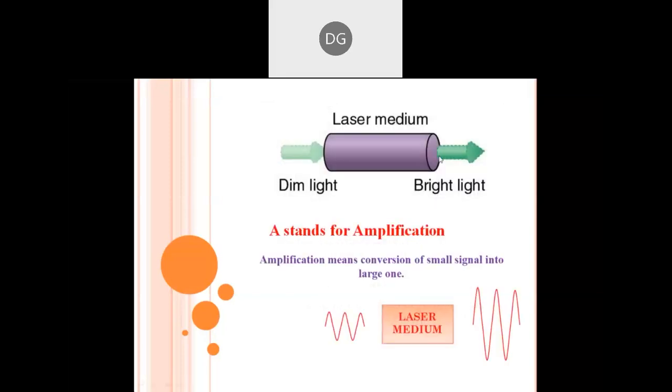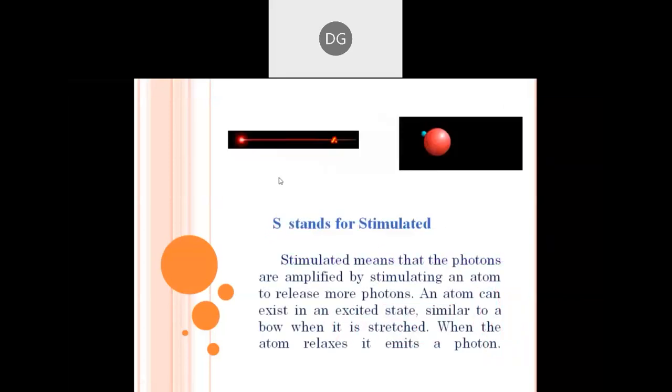In this animation, we can see a regular light and a laser light. Regular light is produced by a process called spontaneous emission, and this is a laser light. Then A in the laser stands for amplification. Amplification simply means conversion of a small signal into a larger signal. In laser action, dim light is converted into bright, high intensity light with the help of the laser medium.